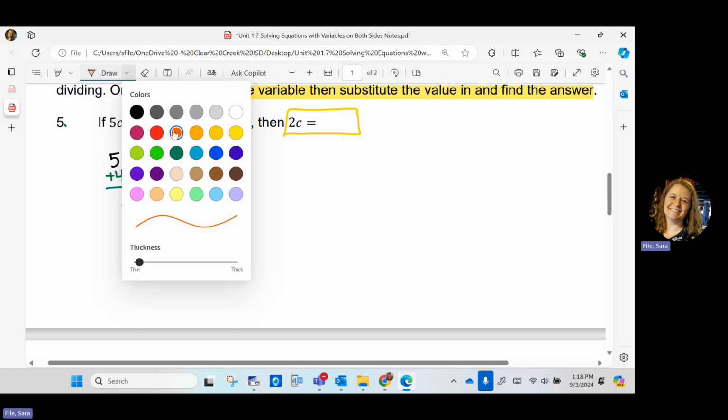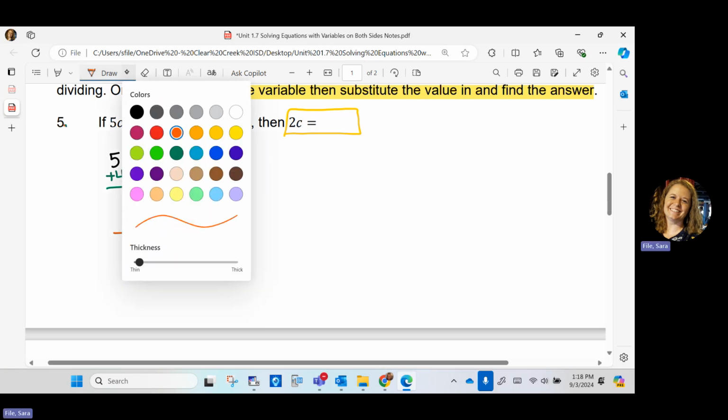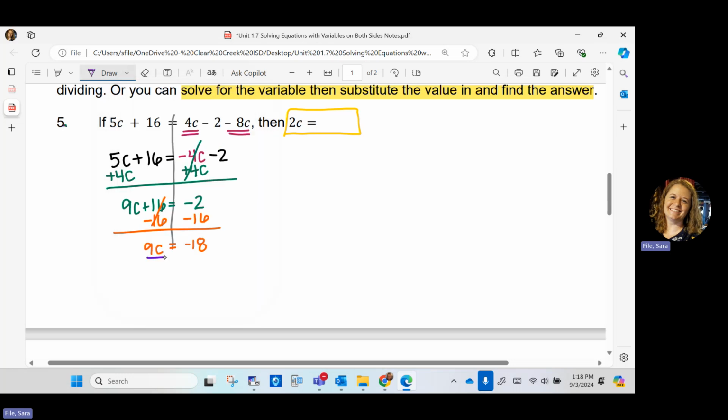Now I'm going to move my constant, which is the 16, by subtraction. And then I'm ready to divide out my coefficient. So my coefficient is the 9. What is a negative divided by a positive? Negative. And 18 divided by 9 is 2.